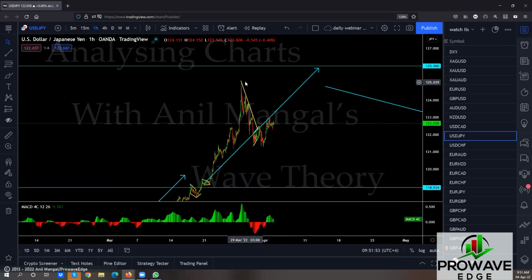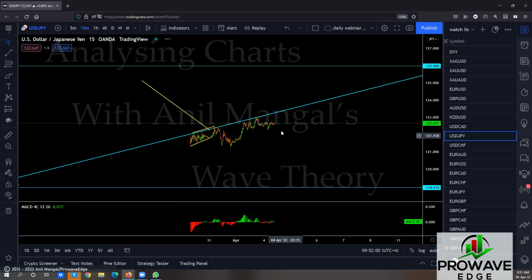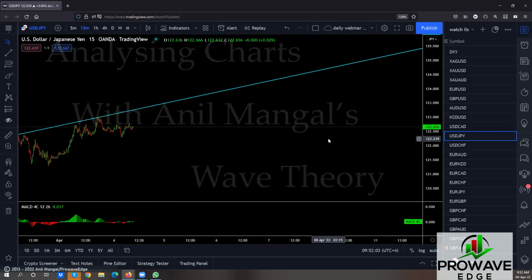All right, yen is already at the top. The only consideration is whether it's going to break this top. We don't have a full flag or a full flat here yet for a buy or sell. All right, so we'll just have to wait.